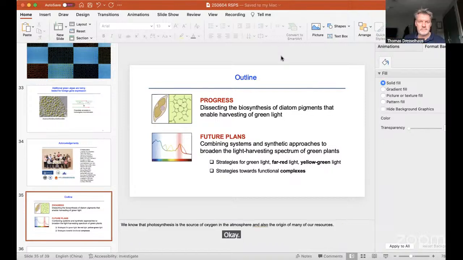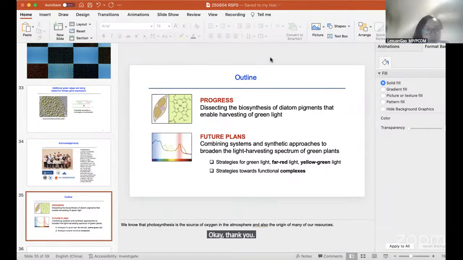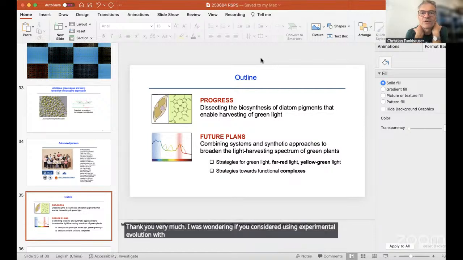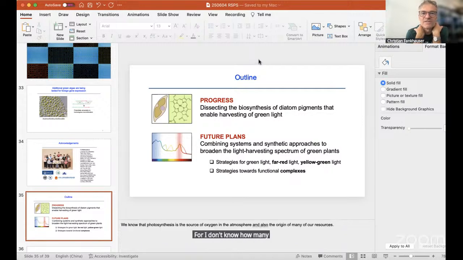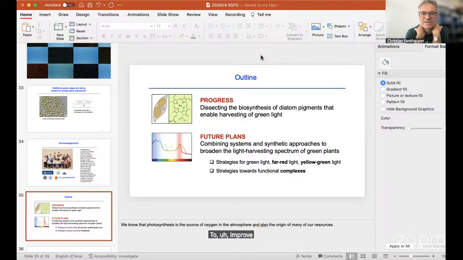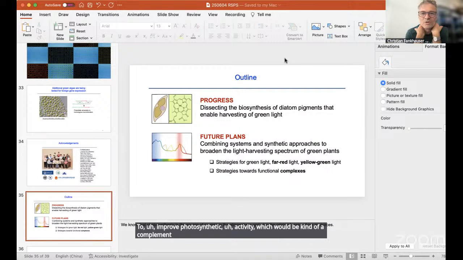Okay, thank you. Chris, please. Thank you very much. I was wondering if you considered using experimental evolution with Chlamydomonas, growing them in green light for I don't know how many generations, and see whether that will tune the light harvesting pigments to improve photosynthetic activity, which would be a complementary approach to the ones that you have proposed.